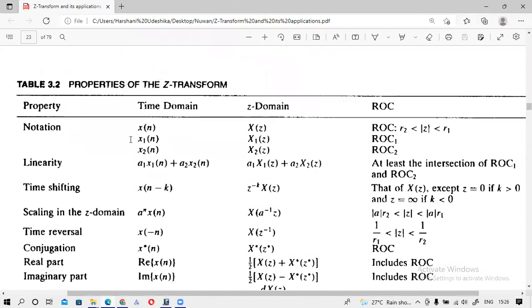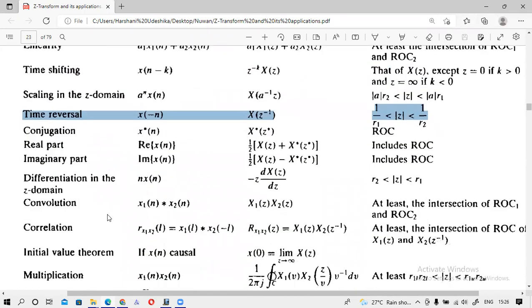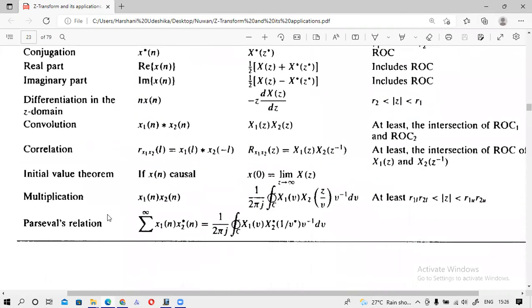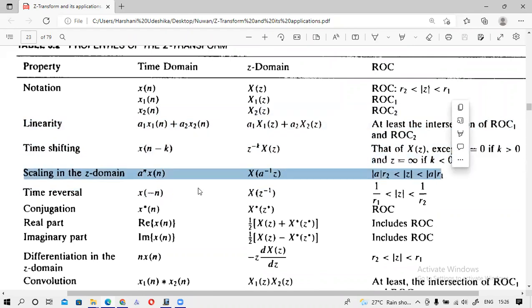This is the property table. We have already learned these properties in previous lectures, so please refer to them. That property is not mentioned here. Now we are discussing this one, which is mentioned as scaling in the Z domain.